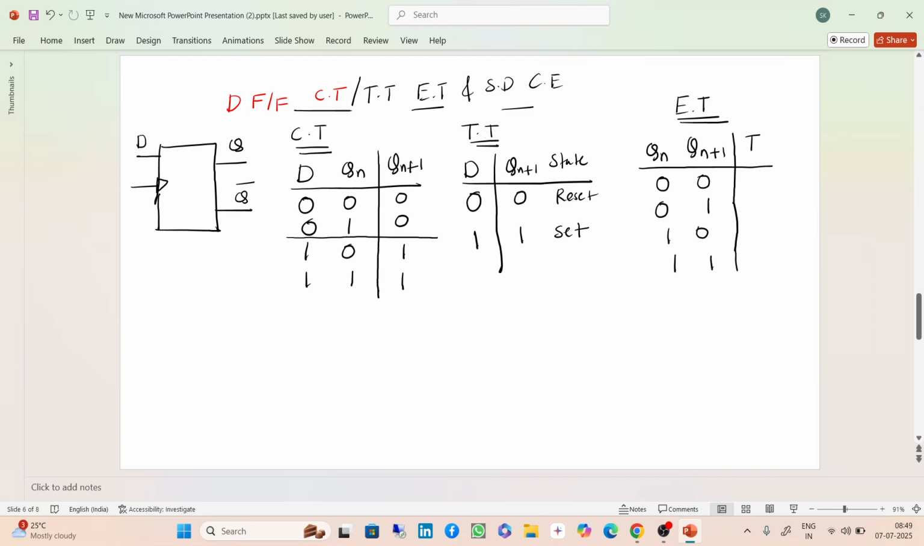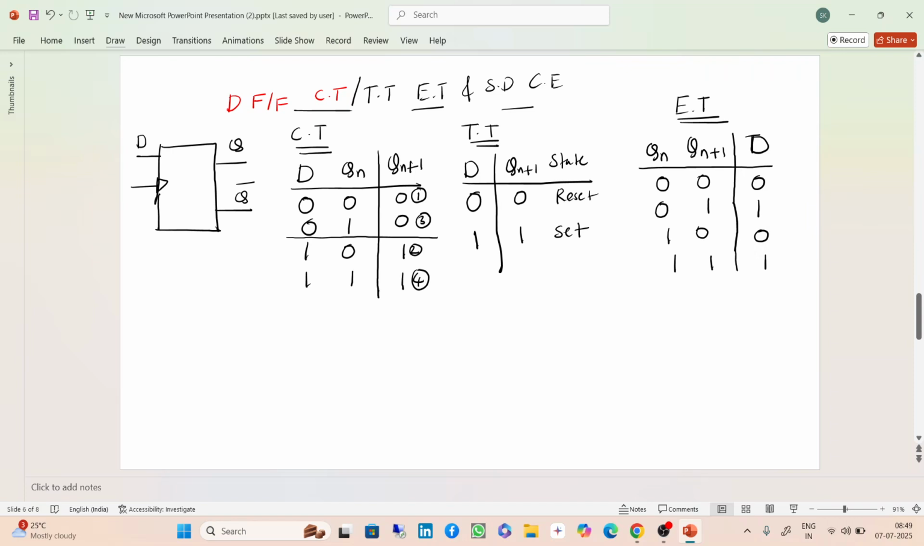If you see the characteristic table, 0 0 means what? This is the first one. 0 0 means 0 only, okay. This is D. So this is 0, and 0 1, the second case, this is 1. 1 0 means what? 1 0, present state and next state is 1 0, D input is 0, okay. 1 1, D input is 1, okay. So this is the excitation table.